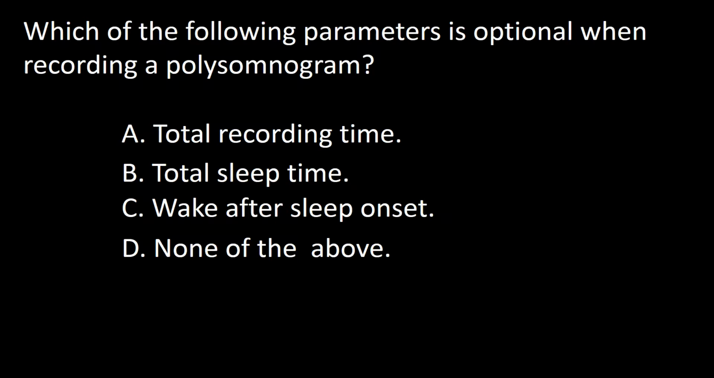The first question is, which of the following parameters is optional when recording a polysomnogram? A. Total recording time. B. Total sleep time. C. Wake after sleep onset. D. None of the above.